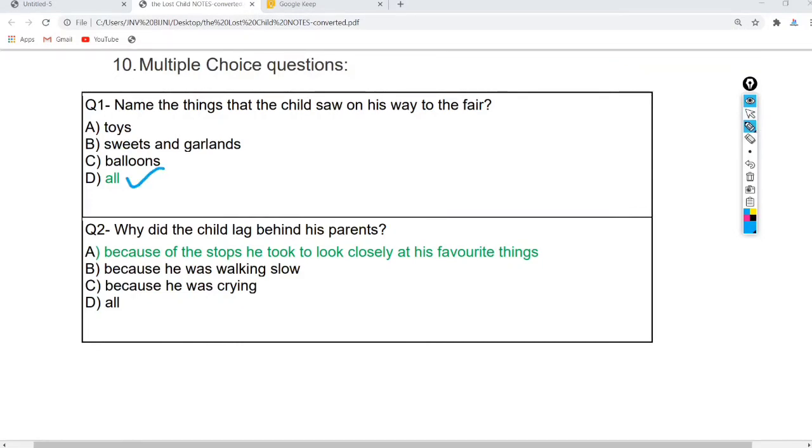Number 2. Why did the child lag behind his parents? You remember the description. We see that the child was very much attracted by this thing or that thing, and therefore he was lagging behind or staying behind. Therefore, you can see the options: because of the stops he took to look closely at his favorite things, because he was walking slow, because he was crying, all. So you will see that the other answers are not correct. A is correct because he stops in front of those things which were the favorite for the child. Now we'll be seeing the last question.